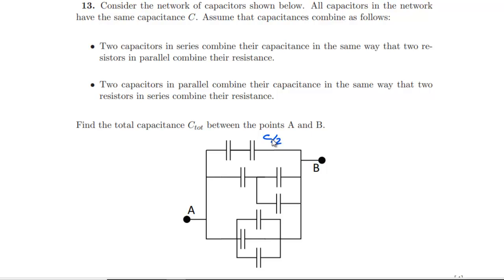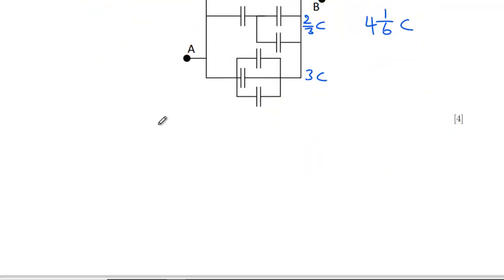Then we've got a 1 and a 2, so that's going to make 2/3 of C, and then we've got 3 adding up to get 3C. So we're going to have 3C plus, well, let's put these over 6. So 3 over 6 plus 4 over 6 C, so that's 7 over 6, so 4 and 1/6 C. That was pretty straightforward for starters. There was a lot of working out space there.